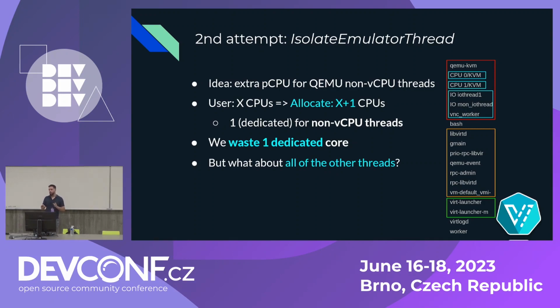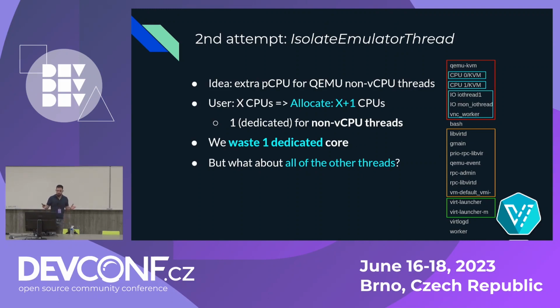And basically what we're doing here is using libvirt configuration to say pin all of the non-vCPU threads of the QEMU process into this dedicated core. So again, if you look over here, we have the first vCPU running on a first dedicated CPU, the second one the same, and all of the other threads are running on a third dedicated CPU.